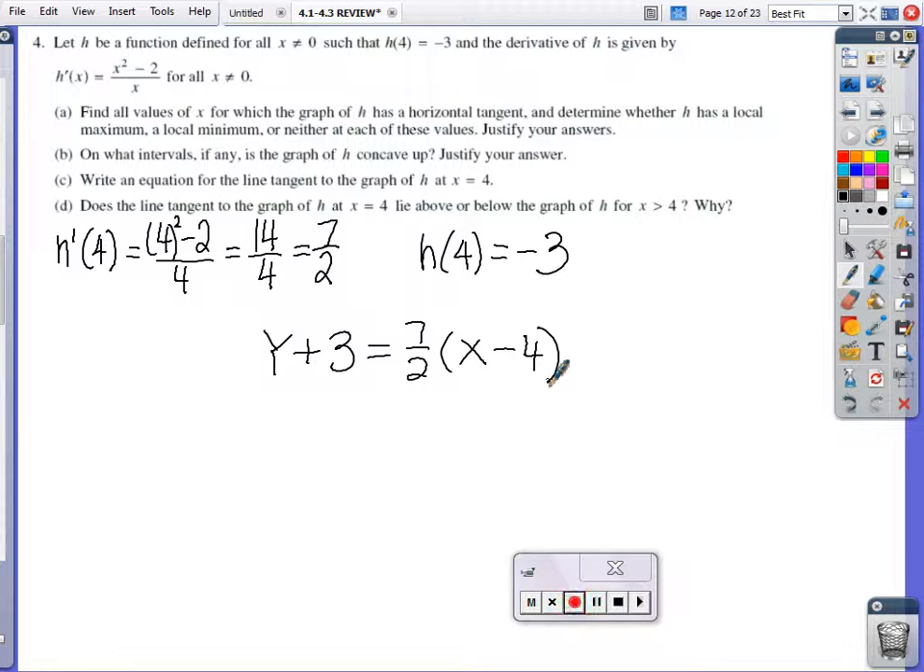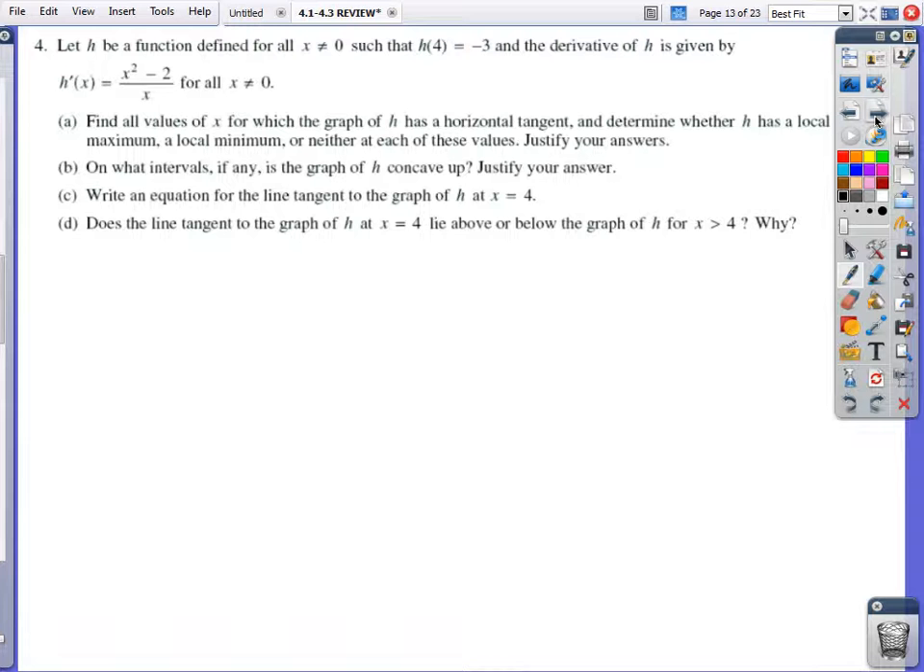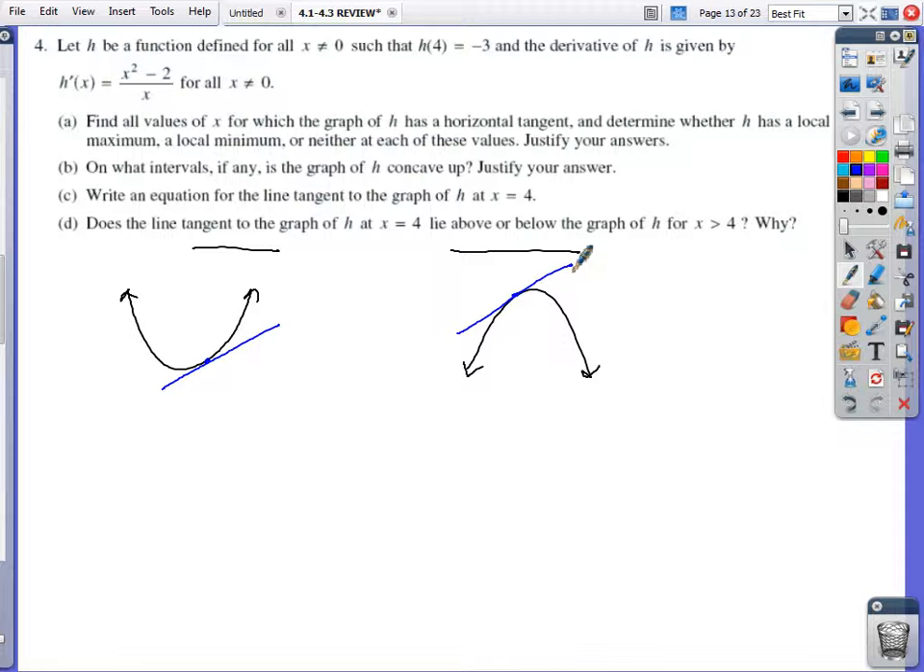Does the tangent line to the graph at x equal to 4 lie above or below the graph of h? So if you remember tangent lines, when we talked about lying above or below, we looked at concavity. If the function is concave up, the tangent line is below. If the function is concave down, the tangent line is above. So we just need to figure out what's the concavity at 4.